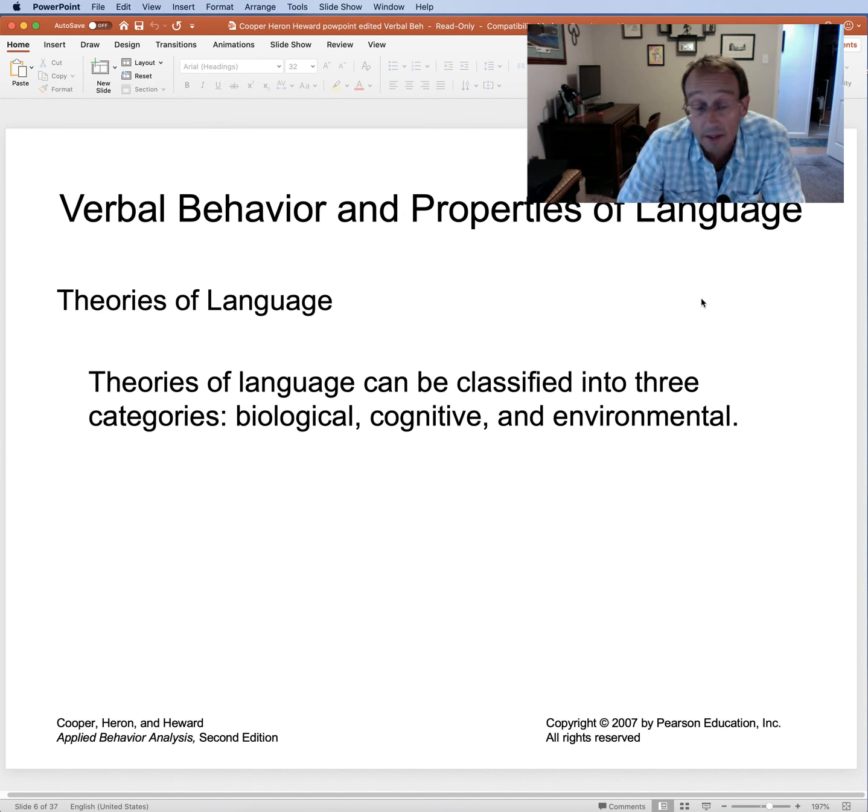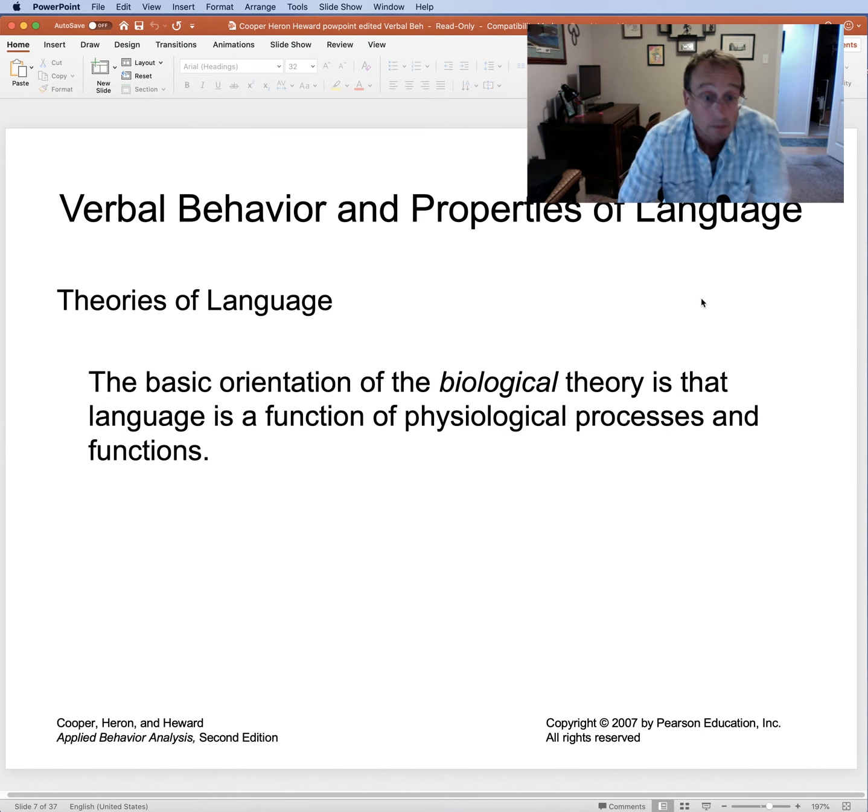All right, so that leads us right in. There are these three different theories: biological, which is mostly Chomsky, related to this innate predisposition to develop language; cognitive folks who think that there's something dramatically different about our words and our thoughts; and then behavior analytic or environmental. All right. So the biological theory states that language is a function of physiological processes and functions, and it's absolutely innate, these physiological processes.